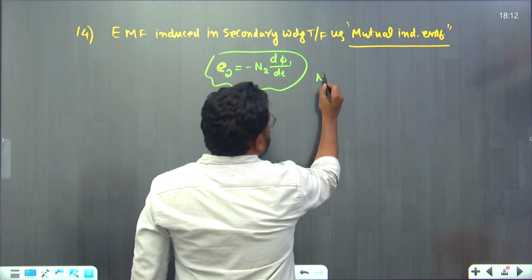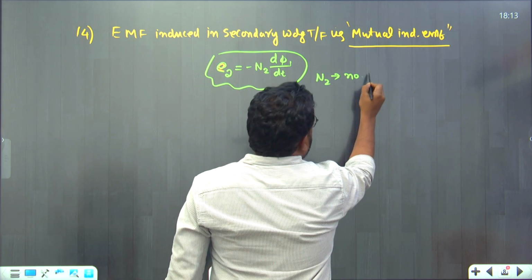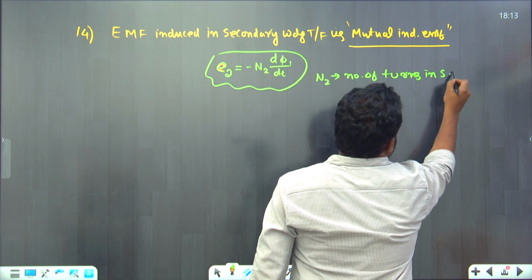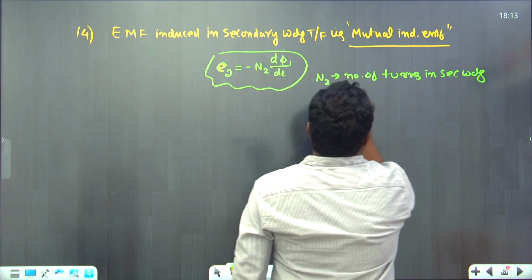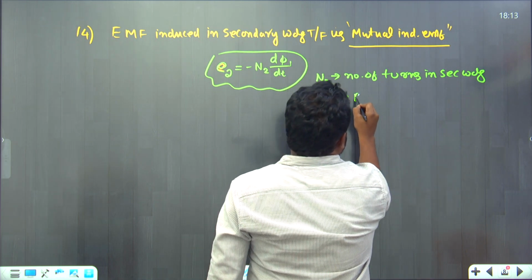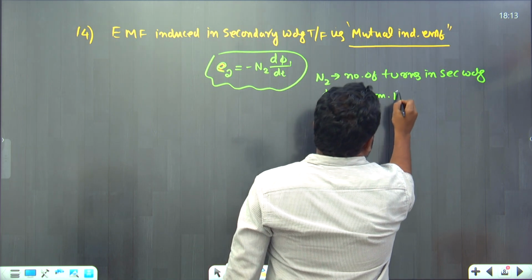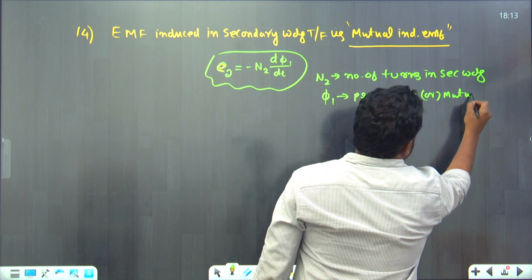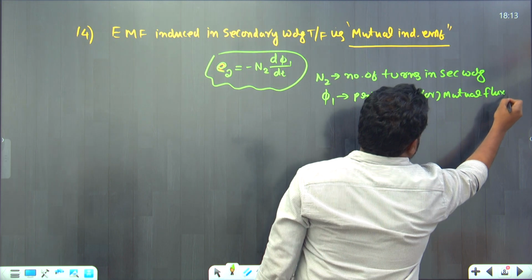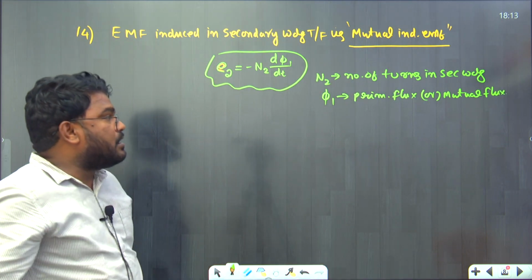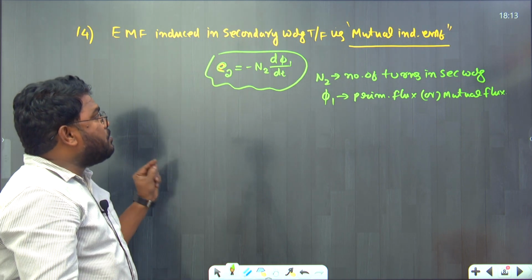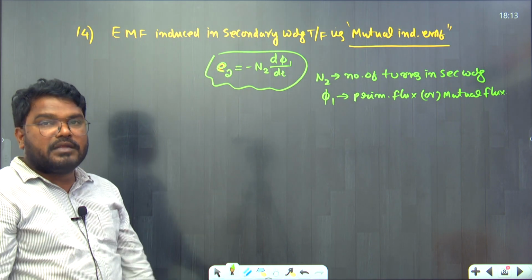So in this case N2 is the number of turns in the secondary winding of the transformer, where phi 1 is the primary flux of the transformer. This is also called by another name, the mutual flux of the transformer. So E2 is equal to minus N2 d phi by dt.